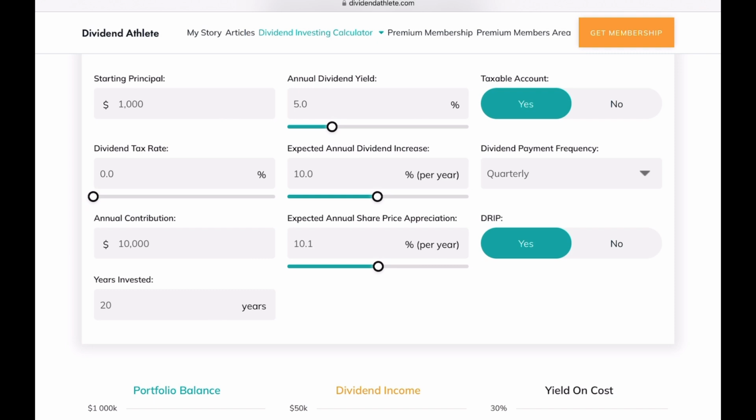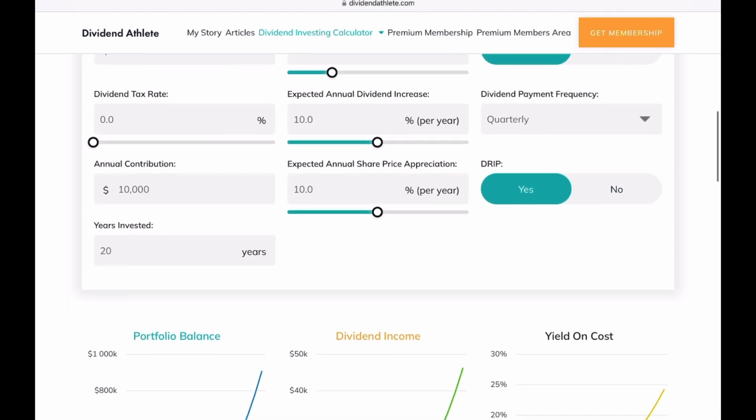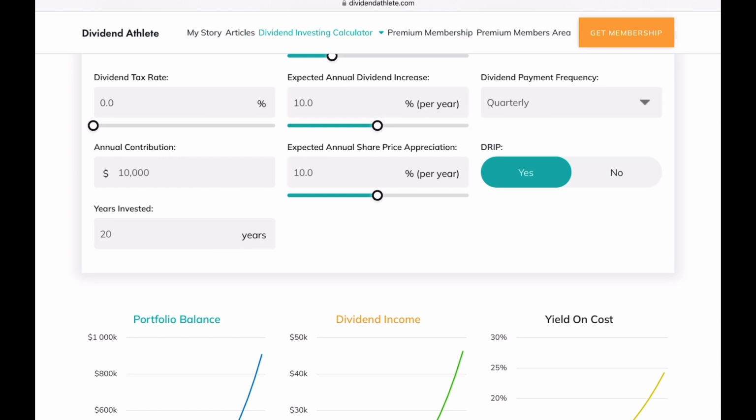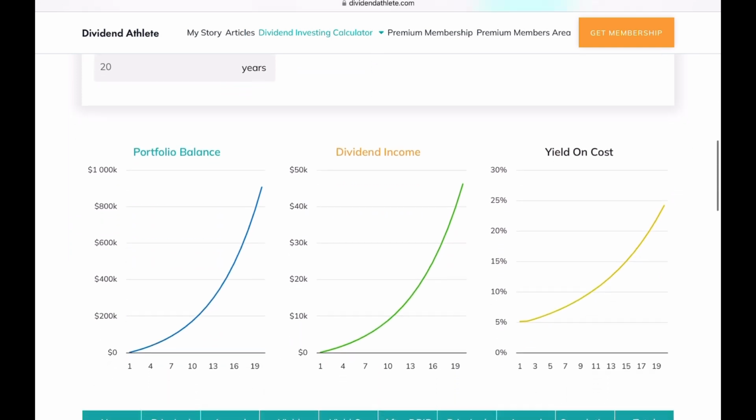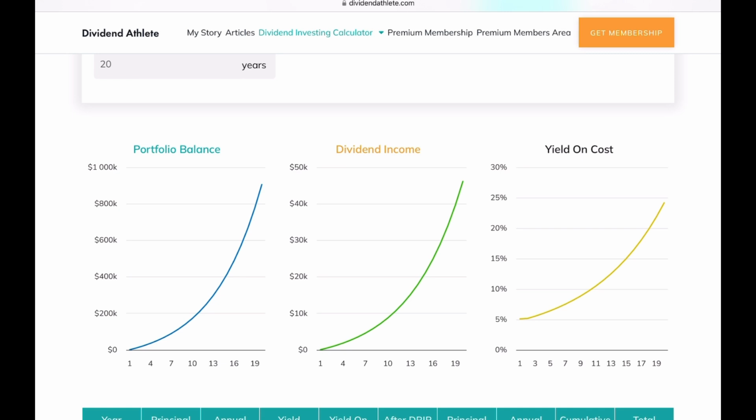And then, of course, for DRIP, you can select yes or no. DRIP is just you reinvesting the dividends that you've been paid out back into the market. So you can choose to do that, yes or no. And then we're going to look at the number of investment years. You can have it set for 20, 10, 5, whatever. I'm going to scroll down so we can take a look at our portfolio balance, the dividend income, and the yield on cost.